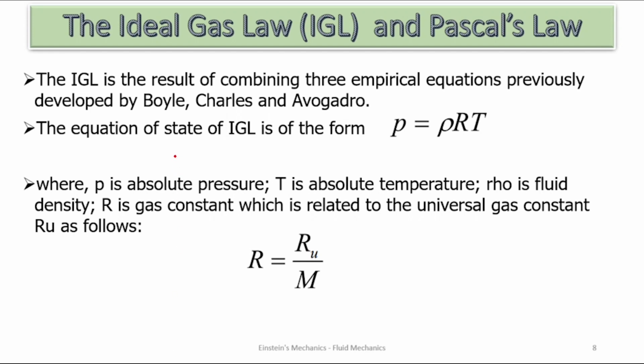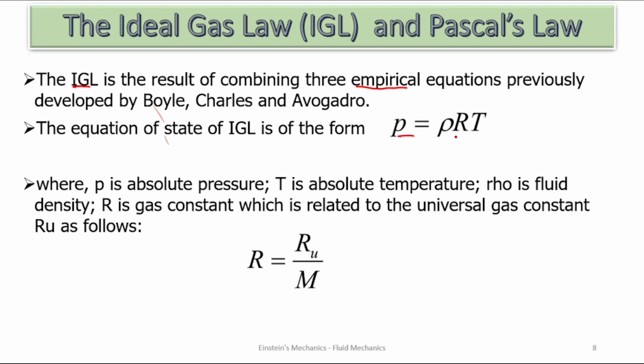In this tutorial, we are going to talk about the ideal gas law and Pascal's law. So what are these laws in fluid mechanics? Now, the ideal gas law is a result of combining three empirical gas equations that resulted in the ideal gas equation, or ideal gas law, which says that the pressure is equal to the density, the R, which is the universal gas constant or the gas constant, and the temperature, the absolute temperature of the gas.